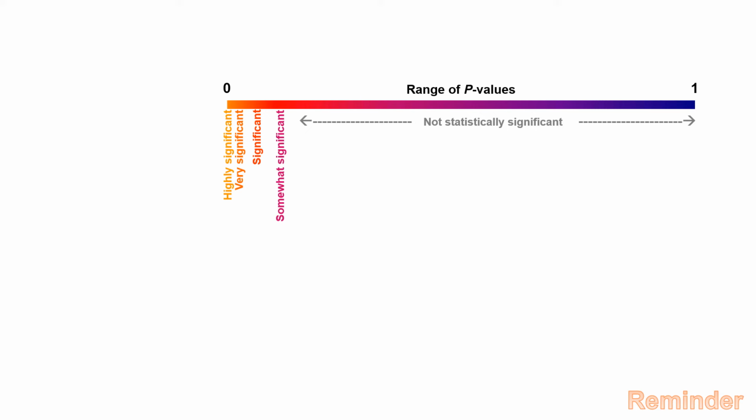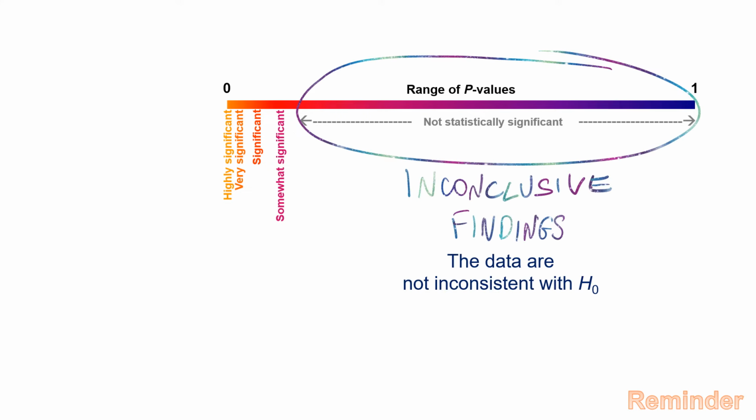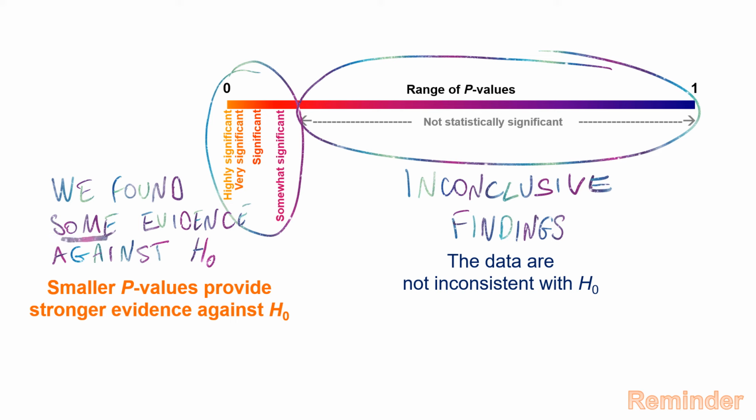And when we have this test p-value, we will use it as we have before. A p-value that is not particularly small indicates that the data are not inconsistent with the null hypothesis. Therefore, the findings are inconclusive and we can only fail to reject the null hypothesis. On the other hand, if the p-value is small, it provides some evidence against the null hypothesis, and smaller p-values provide stronger evidence against the null hypothesis and in support of the alternative.